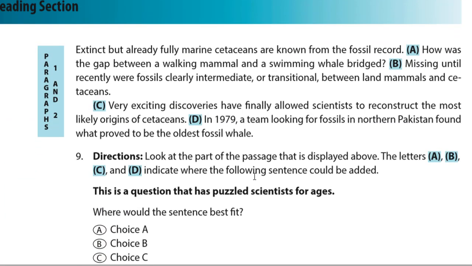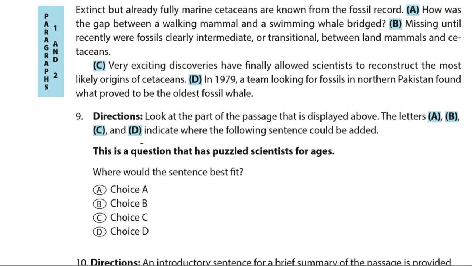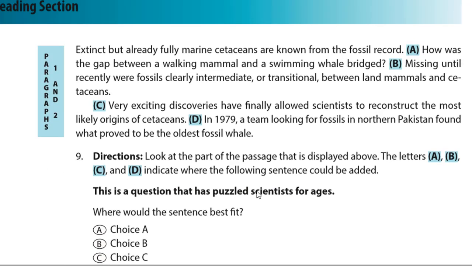Now we move to question number 9. In question 9, we read this sentence. This is a question that has puzzled scientists for ages. According to the sentence, I could understand that this is a completion of something, so something is missing. So this sentence came after a sentence before it, right? So that means there is a sentence before this sentence. And what kind of sentence was that? Actually, according to what I read, this is a question, so it means the previous sentence could have a question.